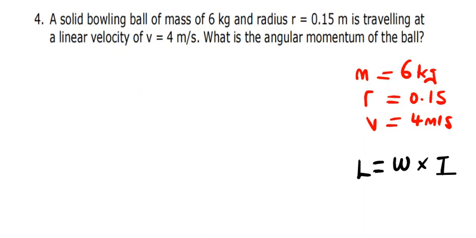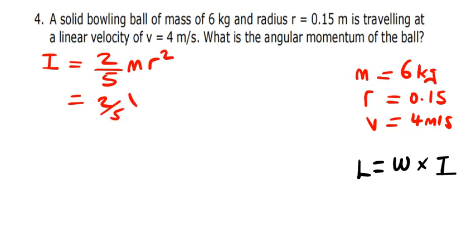So what are we going to do? Let's start with the moment of inertia, which is I. The moment of inertia will be equal to 2/5 of m r squared. Basically that will be your moment of inertia. Now we're going to say 2/5 multiplied by the mass. We've been given that it is 6 kg, multiplied by the radius. The radius we've been told is 0.15 meters, and this is squared. Now we're just supposed to solve this.